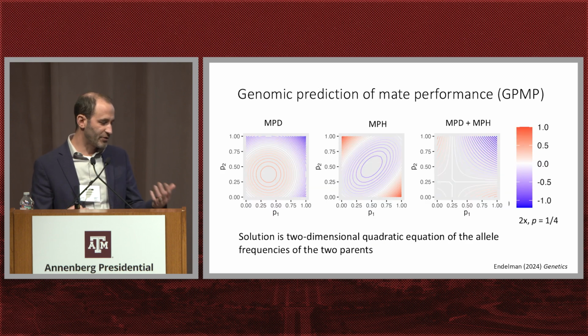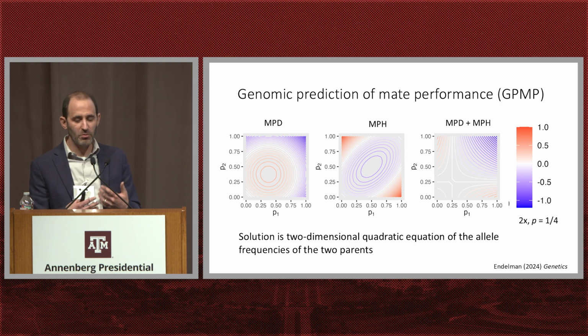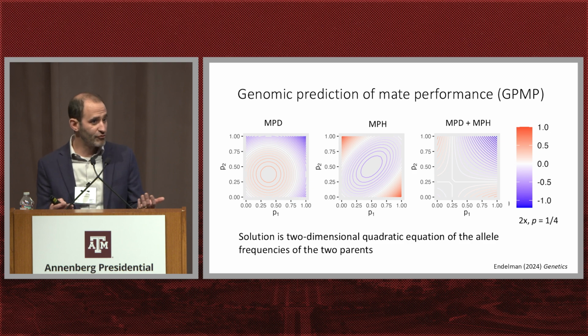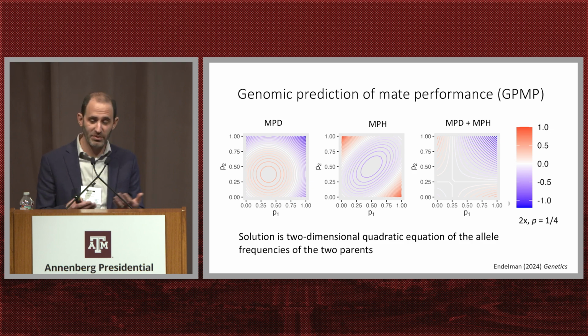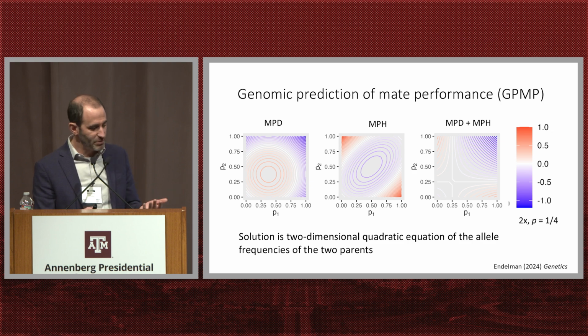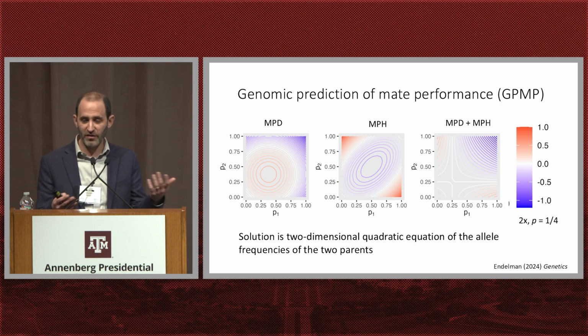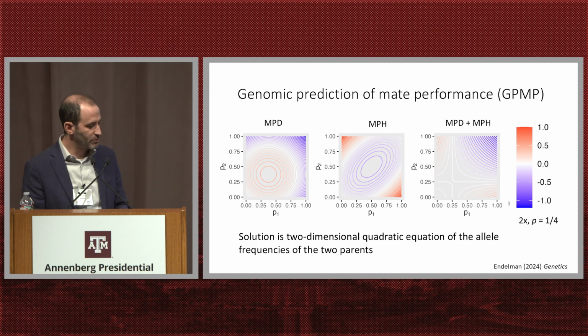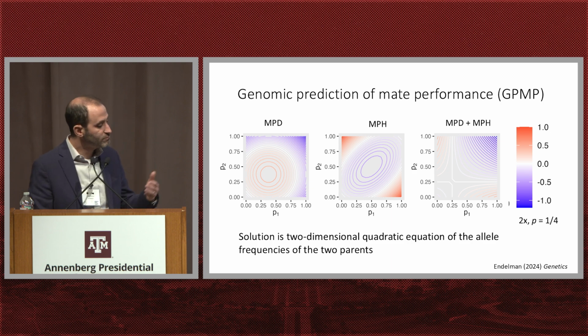So there's a useful acronym that we can talk about, which is genomic prediction of mate performance. Can you predict the average performance of a particular mating? This has also been called genomic prediction of cross performance, or GPCP. I'm just using GPMP because it's more agnostic in terms of animals. They don't talk about crossing, they talk about mating. So it's a little bit more general, but it's the same idea.